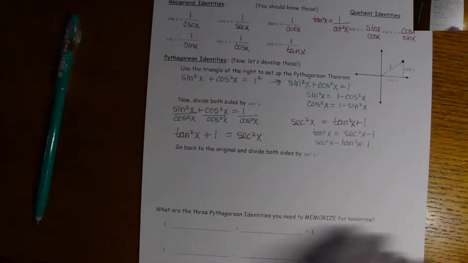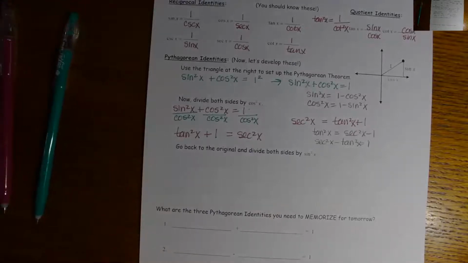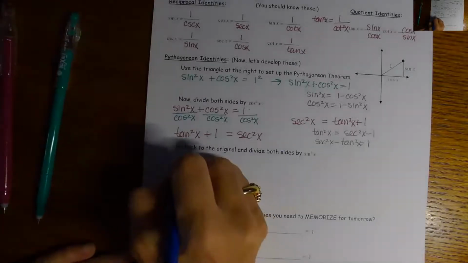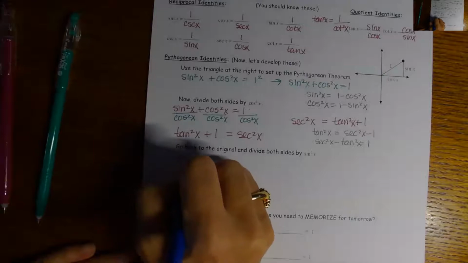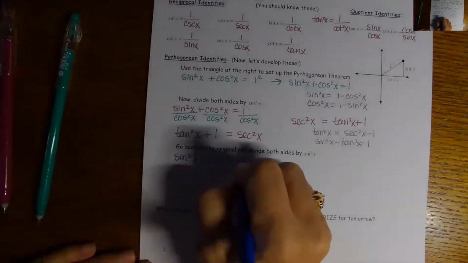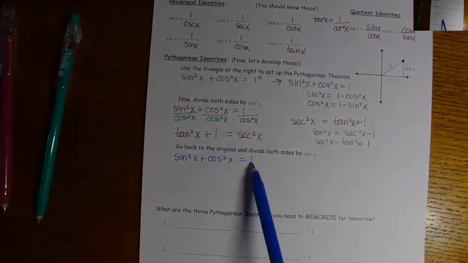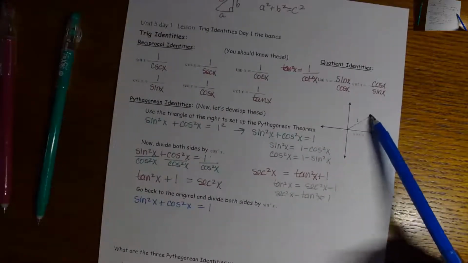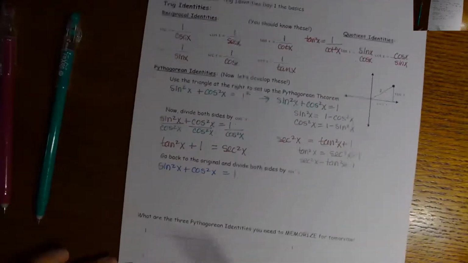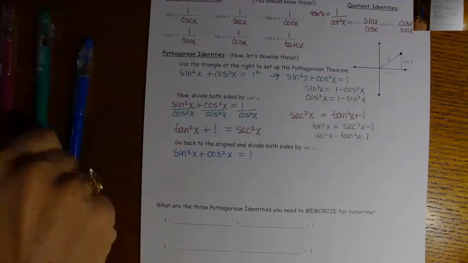All right, let's go back to the original. And we're going to write it again. And where did this come from again? What is sine squared x plus cosine squared x equal 1? The Pythagorean theorem. Where did this 1 come from? It's our hypotenuse back to our unit circle. We always say 1, right? Now what are we going to do?